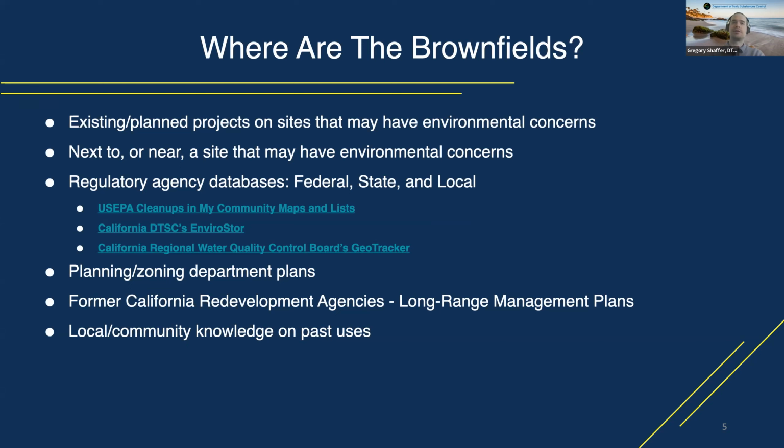Some other important sources of information would be planning and zoning departments at the local level. So your cities or counties may have specific zoning plans or planning documents that outline where some of these brownfields may currently be located, or areas where heavy industry has previously been a part of the city plan.